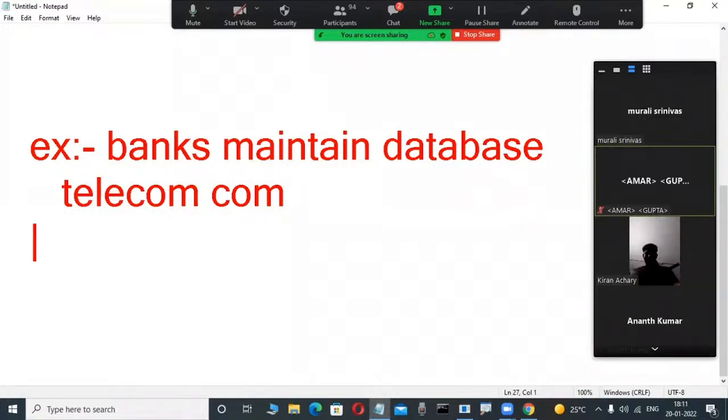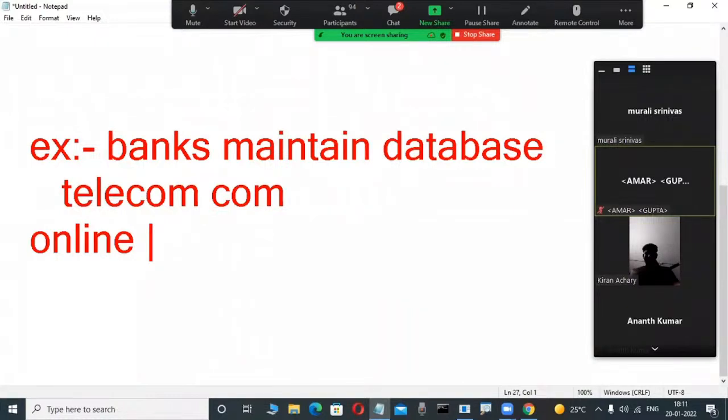Suppose so many people nowadays purchase items through online portals like Flipkart and Amazon. Those shopping portals also maintain databases. Because when you purchase an item, how is the order number generated? Some database application is there.